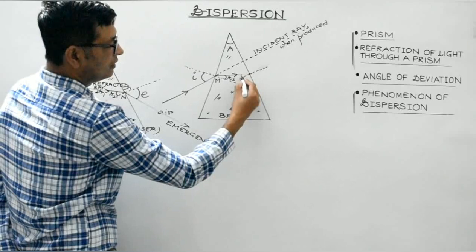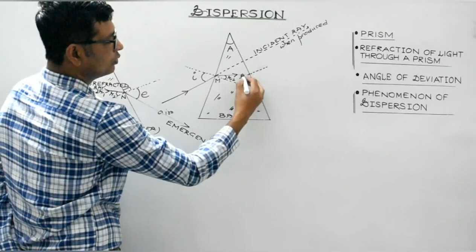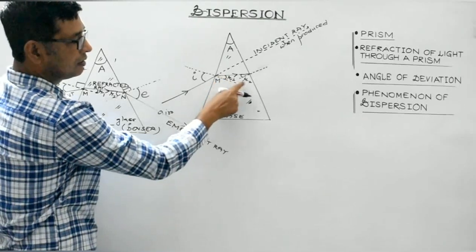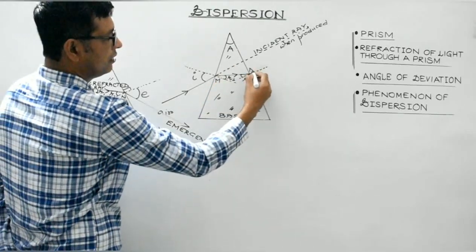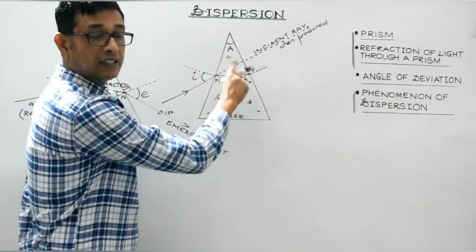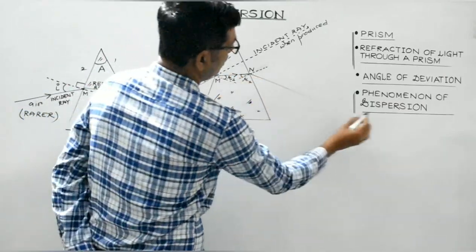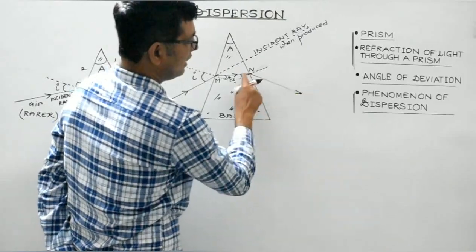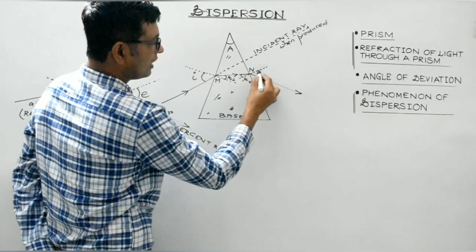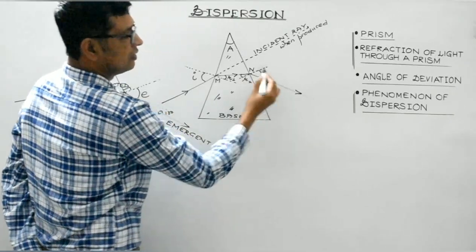This angle can be represented by R2. This angle at point M is R1. This is R2 at point N. Now what happens is, this ray is travelling from denser to rarer. It will bend away from the normal. So as I stated, this is the emergent ray, and the angle which this emergent ray makes with the normal is known as the angle of emergence.